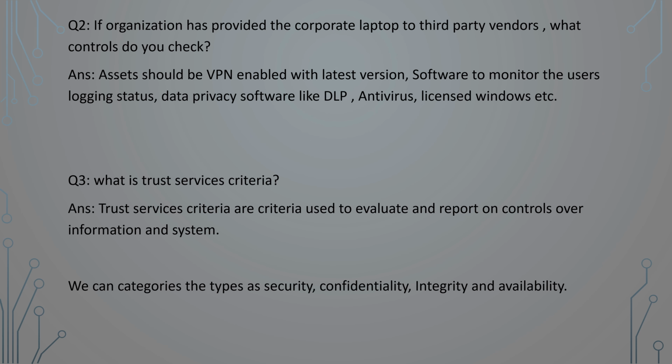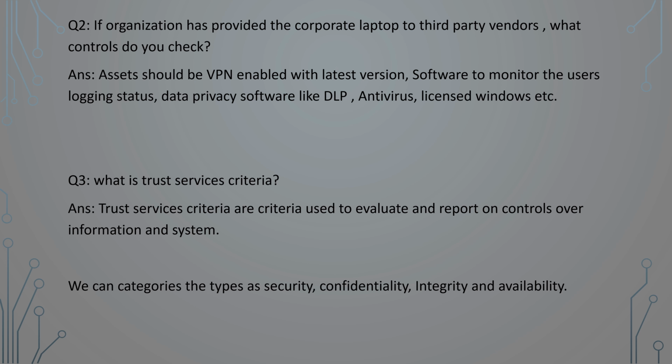Okay, come to the next question. For example, if an organization has provided a corporate laptop to the third party vendors, what controls do you check? Because sometimes we have seen that the organization has provided their own laptops to the third party vendors. The organization doesn't allow vendors to work on their own laptops because of the privacy of the data and for the security of the data as well. So what are the required checks we should perform on the corporate provided laptops?